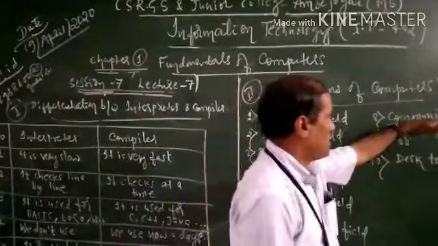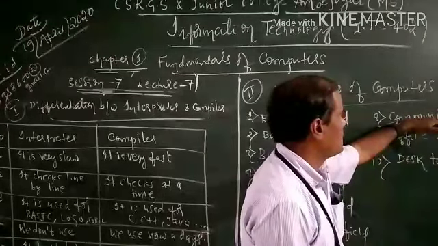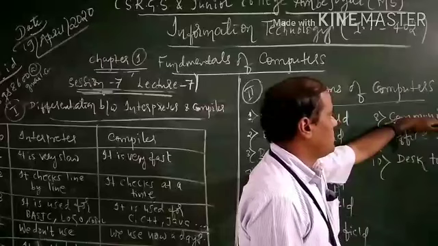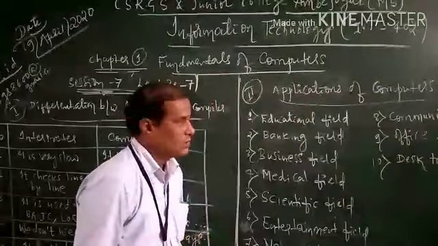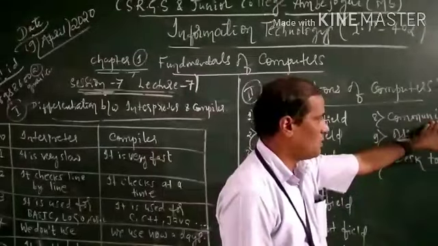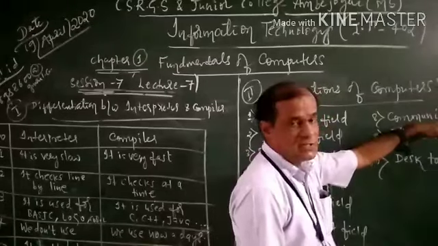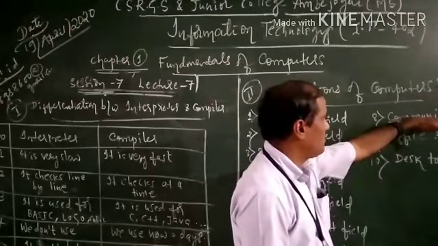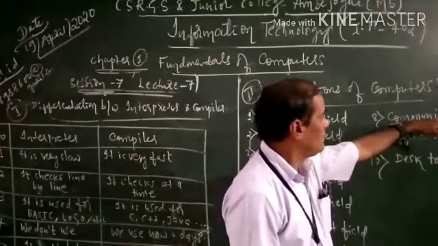Next, communication field. As I am telling, the computer helps us in the communication field to interact with each other. We want to become friends. As we have so many social media, like Facebook or Twitter, in that we can have many friends. For that purpose we are going to use computers. We can interact with the users.